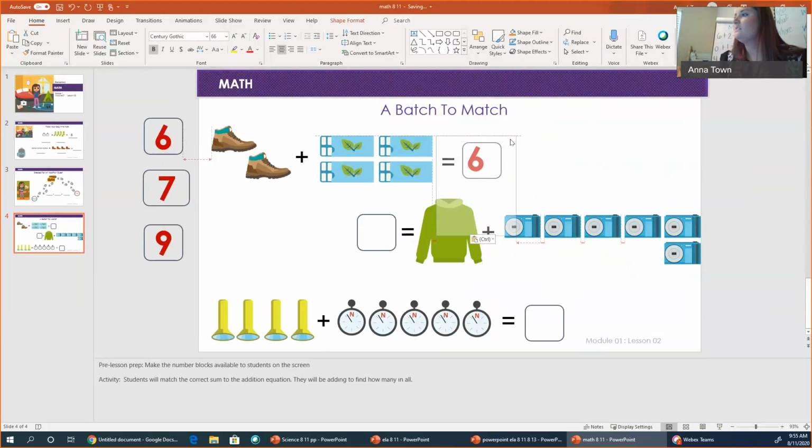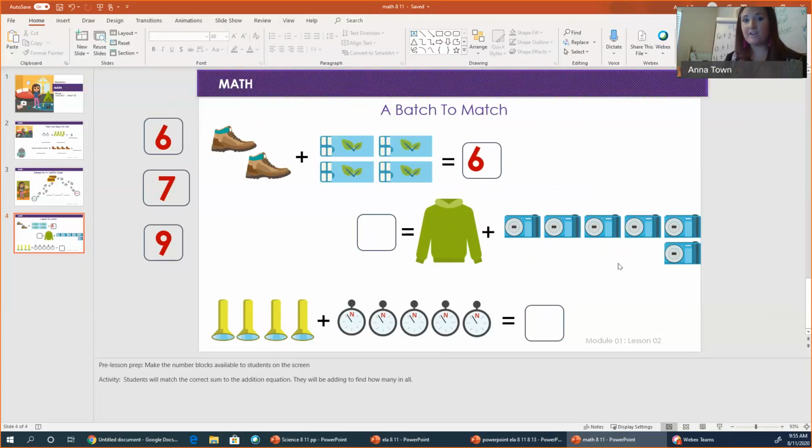So move it over here. There we go. 6. 2 plus 4 is 6. Now we're going to move on to our second equation or number sentence. We have a jacket and cameras represented.